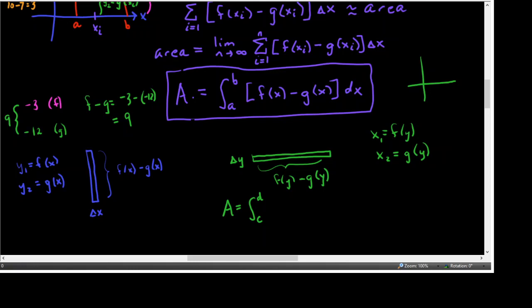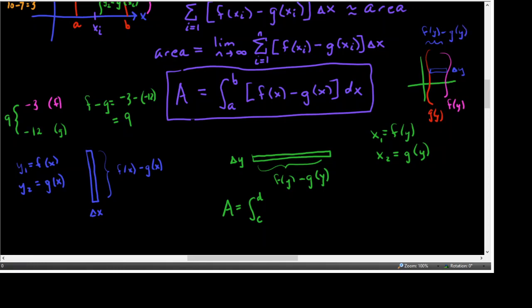If we had, for example, something that looked like this, let's say that this is f of y, and something else, maybe this is g of y, then the distance between those would be, for a representative rectangle, drawn in a different color, delta y in width, and the length of that would be f of y minus g of y.